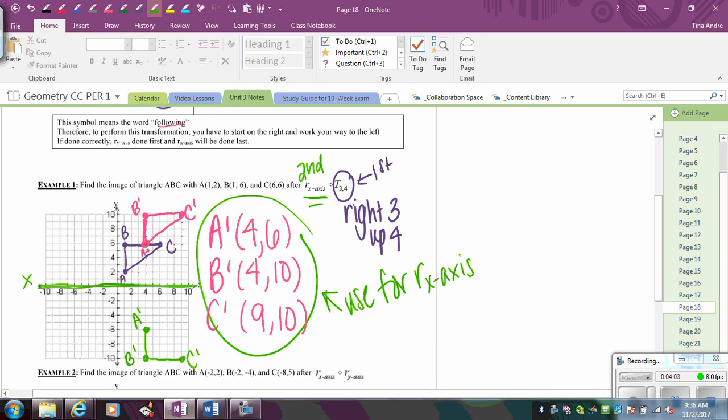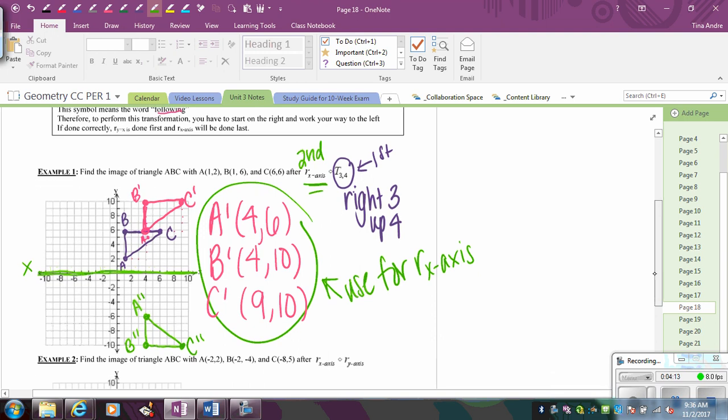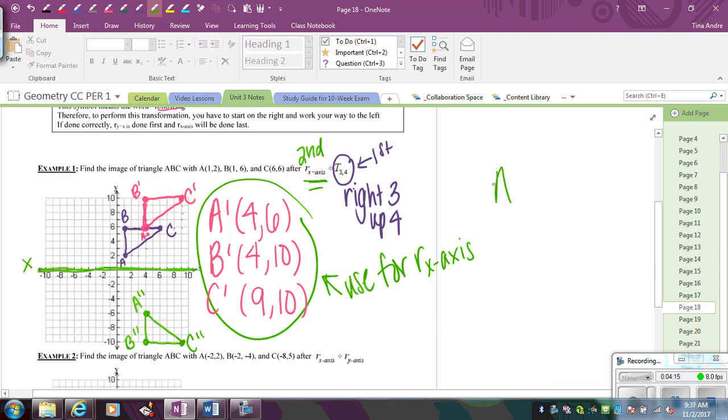And I go ahead and connect that, and I can see that that was a flip. And notice I put single primes. They should be double primes because this is my second transformation. So my answer to the actual question, we care about the double prime. So I really don't have to necessarily state the single primes because I want the final image, which is the double prime. So it's the result after you've done both of these things.